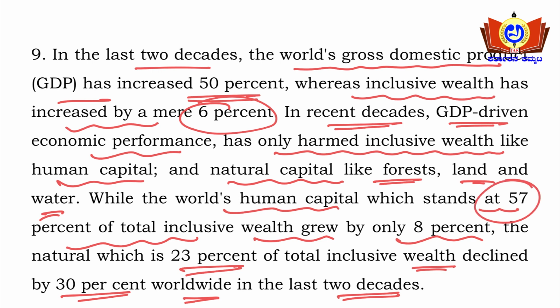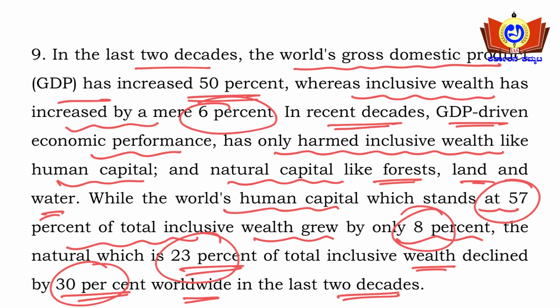Okay, 57% of the total inclusive wealth, it only grew by 8%. The natural wealth, which is 23% of total inclusive wealth, declined by 30%. The natural wealth has declined, whereas the world's human capital, which stands at 57%, has had a mere growth. Total wealth grew only by 8%, whereas natural wealth, which stands at 23%, has declined by 30% worldwide in the last 2 decades.